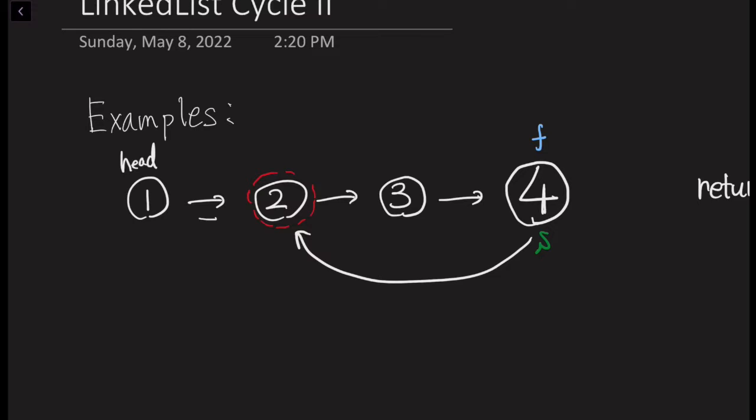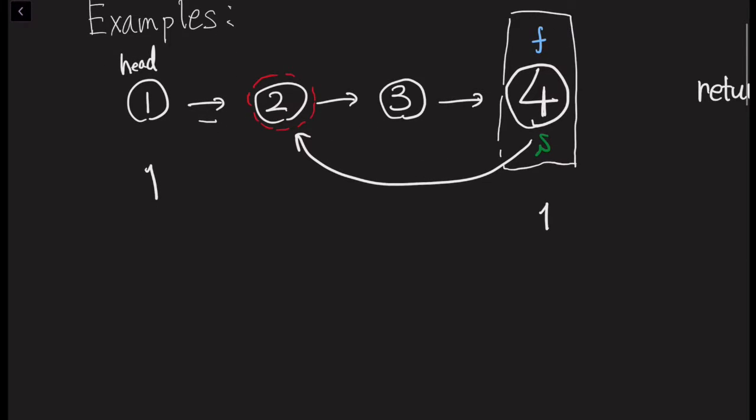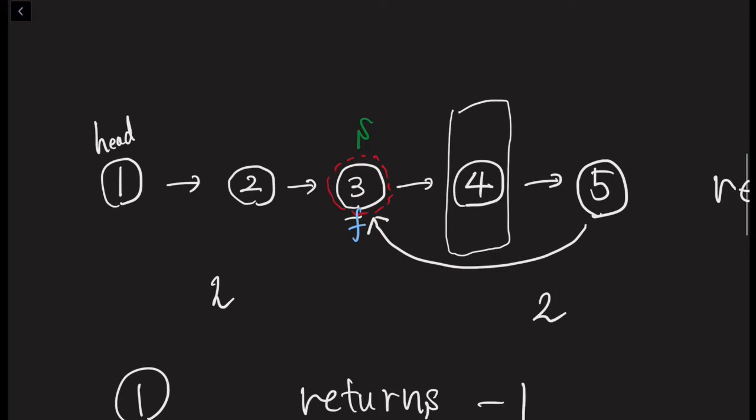And the second step was to find the intersection. As you can see, the distance from where the two pointers meet to the intersection, in this case, is 1. And coincidentally, the distance from the head to the intersection is also 1. So let's see if that's the case for the other example. In this case, if you traverse the fast and slow pointers, they will eventually meet right here.